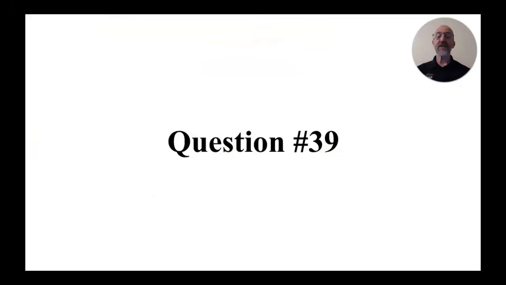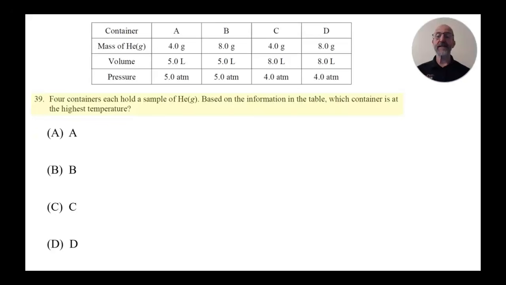In question 39, it says 4 containers each hold a sample of helium gas. Based on the information in the table, which container is at the highest temperature? So looking at the information in the table, I can see that the mass of helium is listed, and I can easily convert from grams to moles. I see the volume of the container, and I see the pressure of the gas. So this would be a good time to use the ideal gas law.